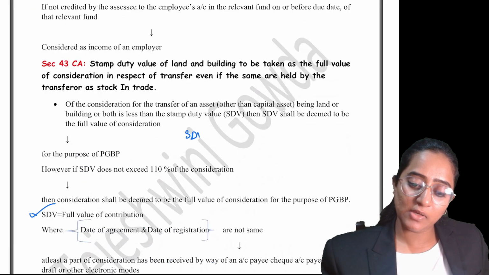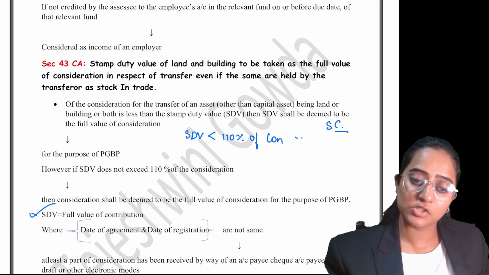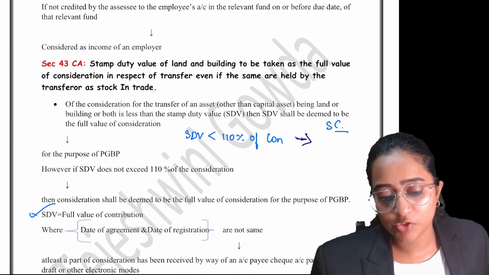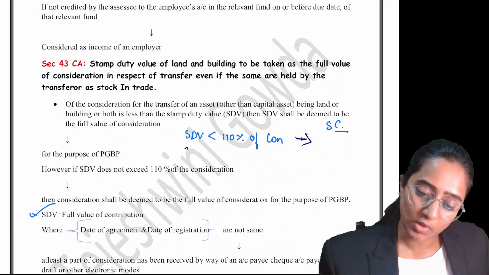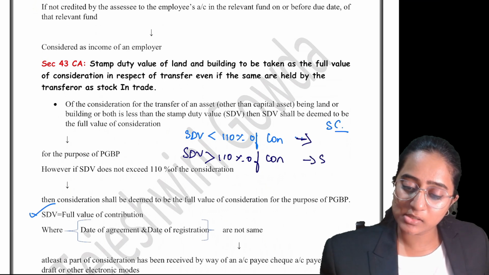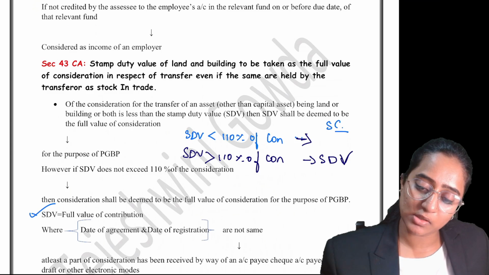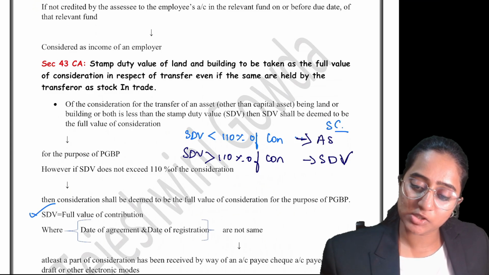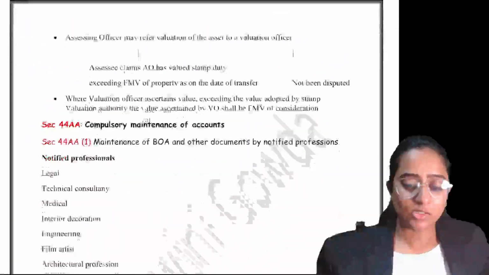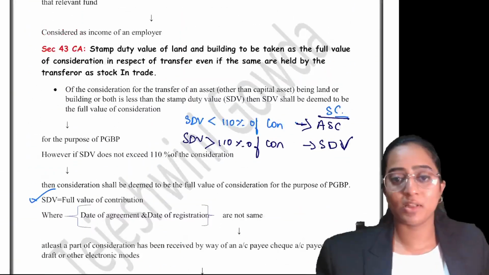If your SDV is less than 110% of consideration, you are going to consider the actual sale consideration as your sale consideration. And if the SDV is more than 110% of the consideration, you are going to consider the SDV over here. In this case, you are going to consider your actual sale consideration only as your sale consideration. Clear? So this is with regard to your provision 43CA.